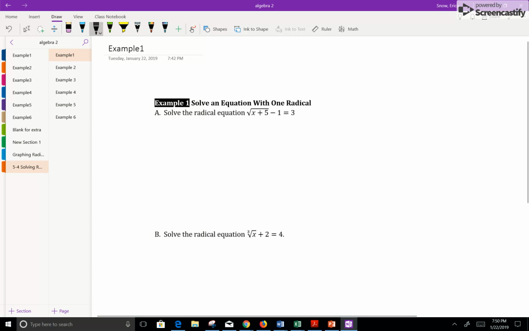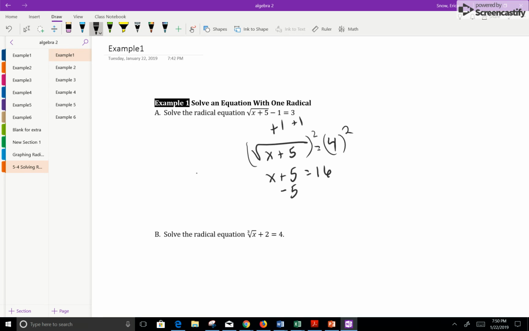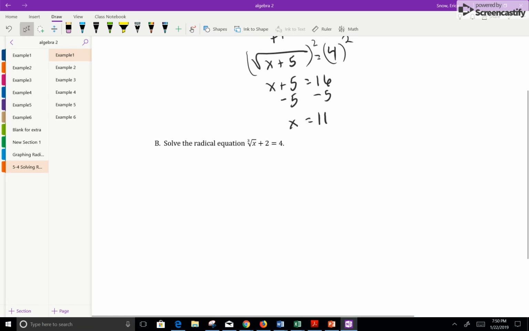So what we're going to do with this one is we will add 1 to both sides. So we end up with the square root of x plus 5 equals 4. Now, just like we take a square root to get rid of an exponent, we're going to use an exponent to get rid of a square root. So we get x plus 5 equals 16. And then you know what to do with this so that you get x equals 11. Easy enough.